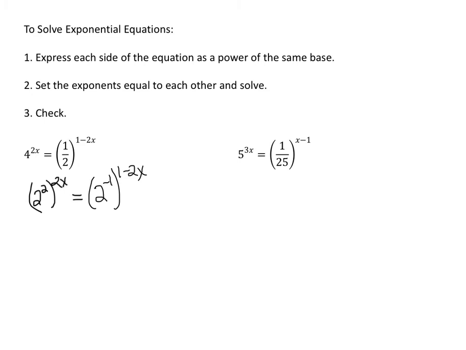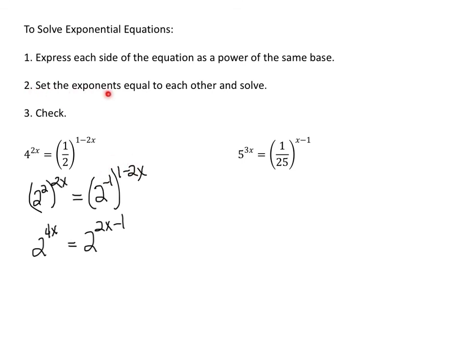So the next thing that I can do is simplify that, right? I can multiply these and multiply these together. So that gives me 2 to the 4x power. And this is 2 to the 2x minus 1 power, right? Because I had to distribute negative 1 times 1, negative 1 times negative 2x.